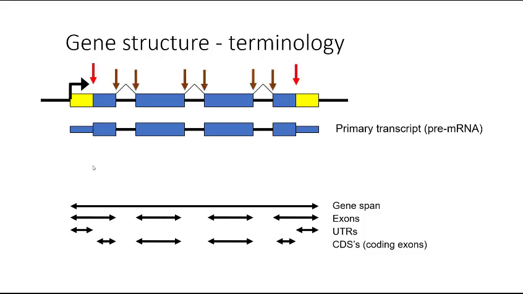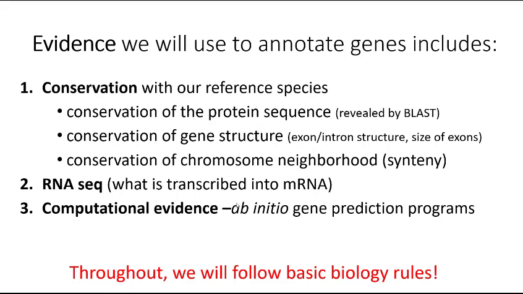Just want to highlight that since we will only be looking at which regions are protein coding sequences, the goal of this project is to locate the start codon, to locate the stop codon, and to locate where all of the introns lie. We'll use three kinds of evidence to annotate genes. So the first very, very important evidence is conservation with our reference species. The second kind of evidence is what ends up transcribed into RNA, or the RNAseq evidence. And the final one is computational evidence. And I'll be going into all three of these in a bit more detail.